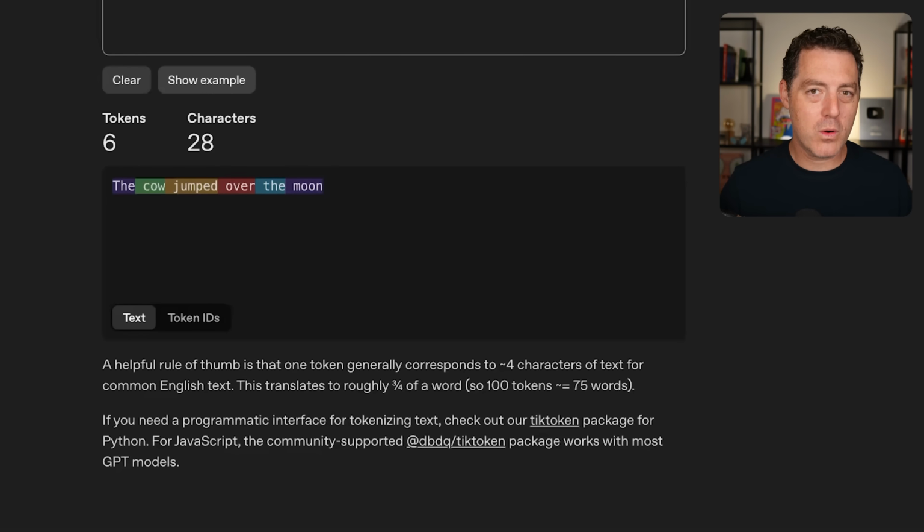But full words aren't always just a single token. Sometimes they're more. Here's an example. The word programmatic is actually 2 tokens, one for program and one for matic. So that's how to think about tokens. And the way that large language models work is by predicting the next token. So for example, the cow jumped over the, the model hopefully would predict moon.